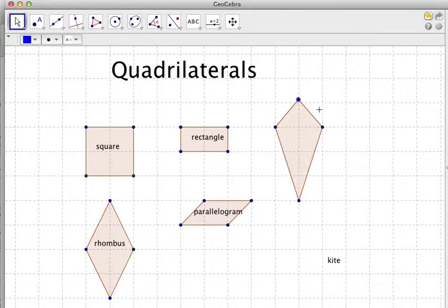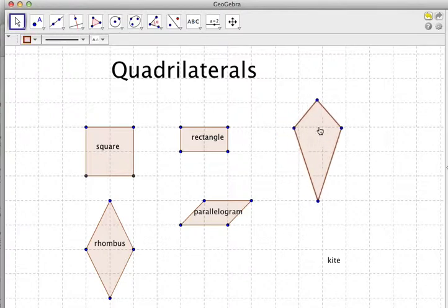And the properties are that it's the two pairs of adjacent sides that are equal. That's these two are equal, and these two sides are equal. Now only one pair of opposite angles are equal. That's these two angles. And that is the kite.